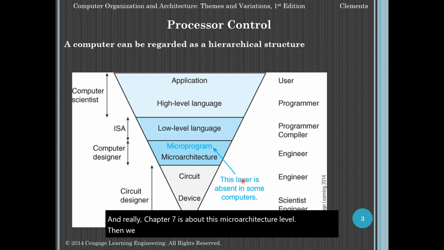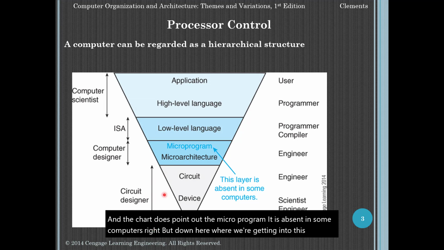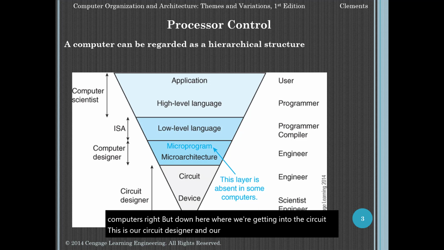Then we get down into our circuit, our gate layer. And the chart does point out the micro program is absent in some computers. But down here where we're getting into the circuit, this is our circuit designer and our device level, where the scientists and engineers who actually build computers reside. And so these are the individual gates that determine the ultimate speed of the processor, and the device physics is the lowest level and is determined by the electronic properties of the material used to fabricate the gates.